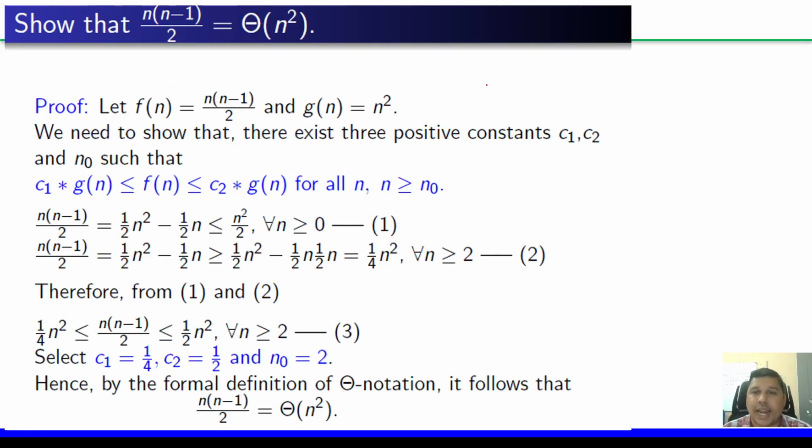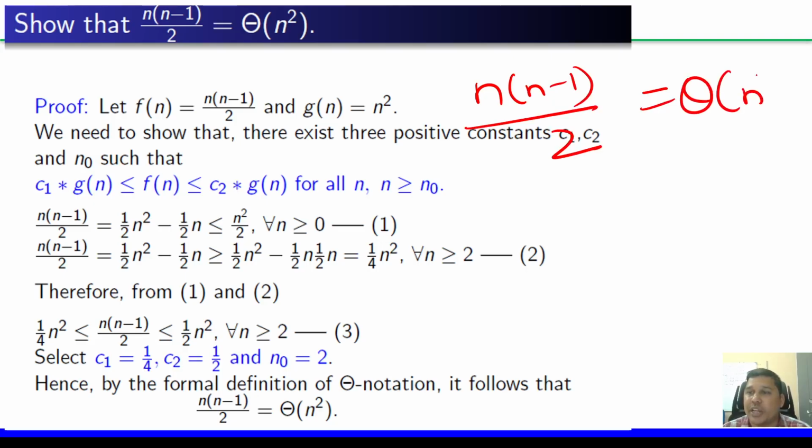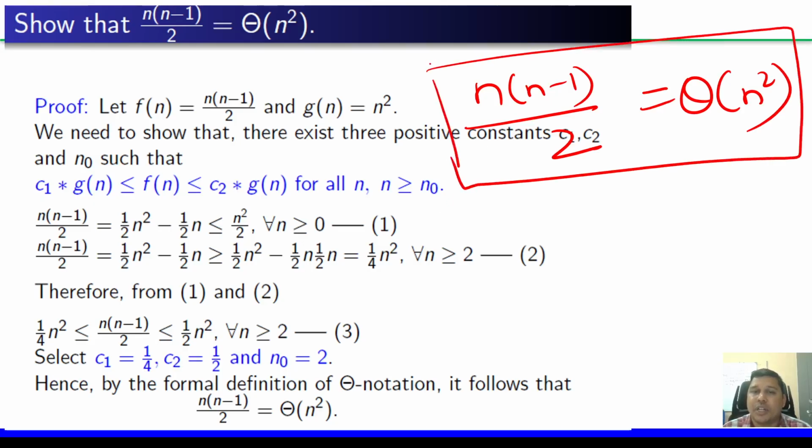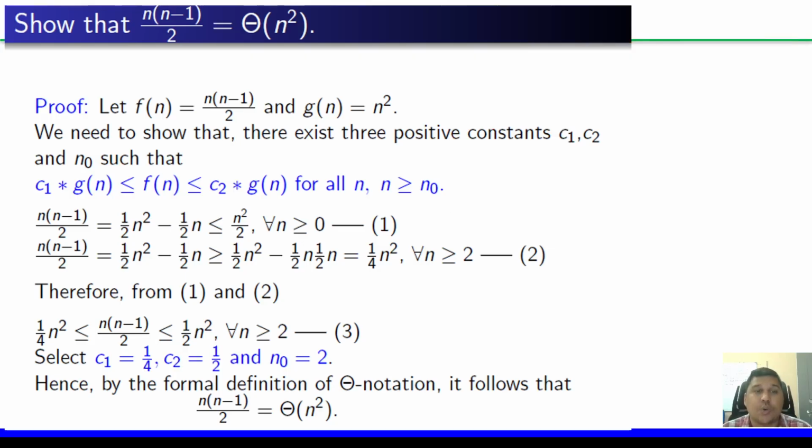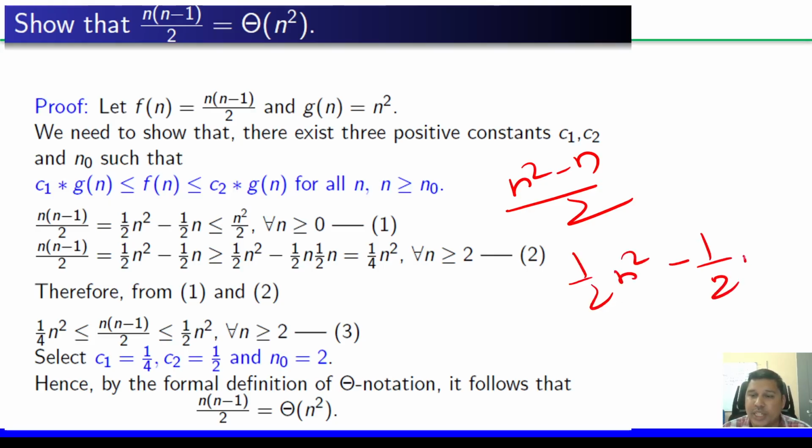Show that n into n minus 1 by 2 is equal to theta of n square. We want to prove this. So what do we have to do? We are given functions f of n and g of n. You have to find two constants C1 and C2. If I just expand this, n into n minus 1 by 2 becomes n square minus n by 2, that I am writing as 1 by 2 n square minus 1 by 2 n.